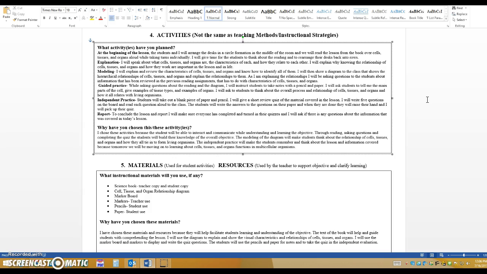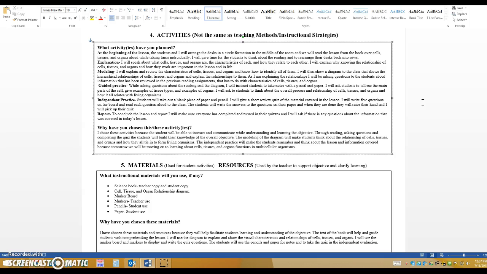Guided practice. While asking questions about the reading and the diagram, I will instruct students to take notes with a pencil and paper. I will ask students to tell me the main parts of the cell, give examples of tissue types, and examples of organs. I will ask students to think about the overall process and relationship of cells, tissues, and organs, and how it all relates with living organisms.